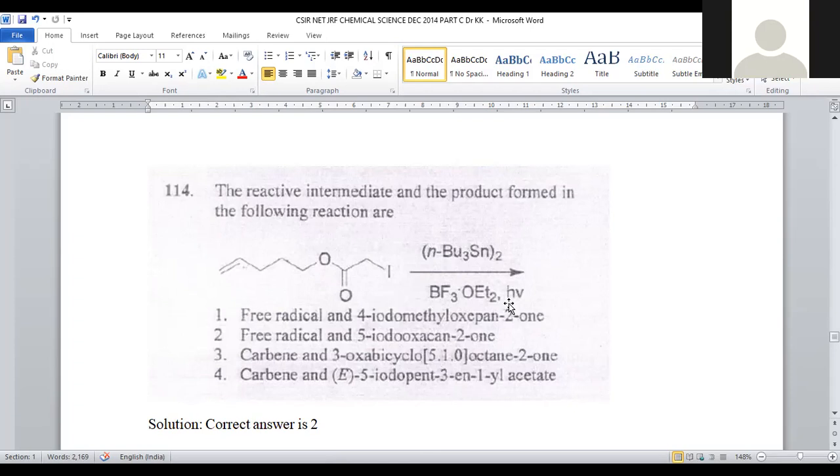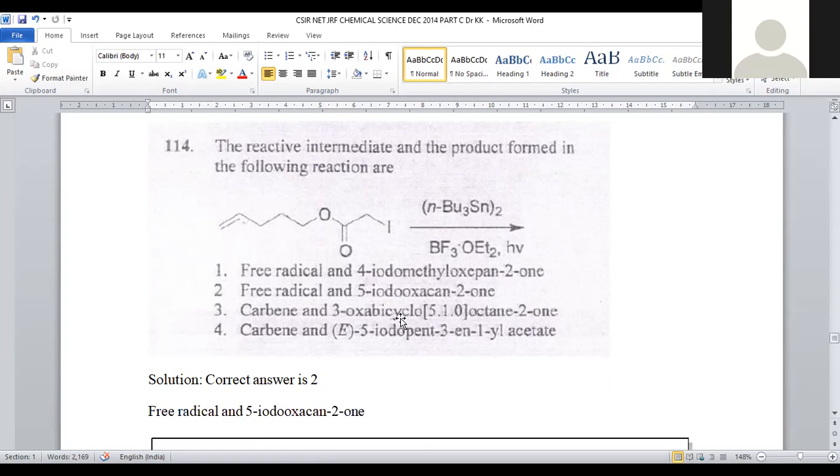Most of the photochemical conditions proceed with a concerted free radical mechanism itself. And moreover, here the catalyst will be tin catalyzed, most probably a free radical mechanism. They are asking for the reactive intermediate. Obviously it will be free radical, and one more is what will be the product for this one. In order to get the product, we have to check the mechanism. Within the options, only first and second are having free radical mechanism.